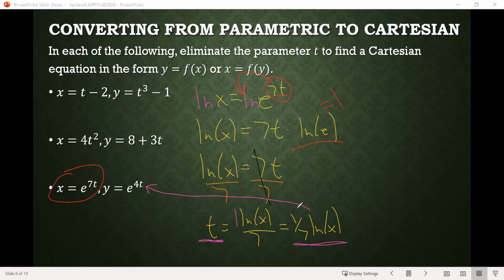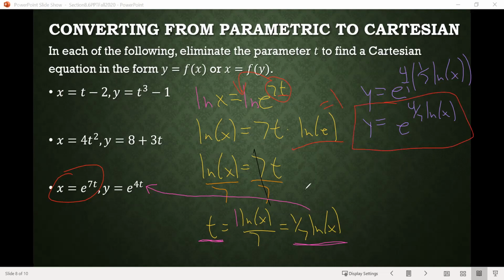So that'll now give us y equals e to the 4 times our value for t, which is 1/7 times ln of x. So we could do some simplifying there on the top. 4 times 1/7, make that a 4 over 1, multiply across. That'll give us e to the 4/7 ln x. And we could actually leave our answer there. That's a fine and dandy answer. However, there's also more we can do.